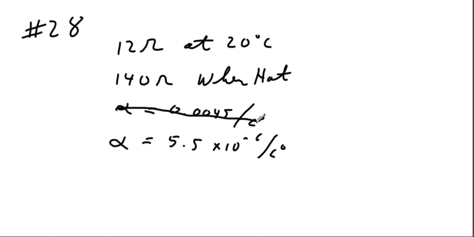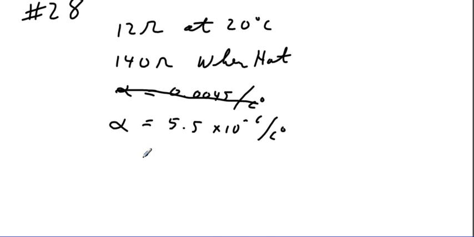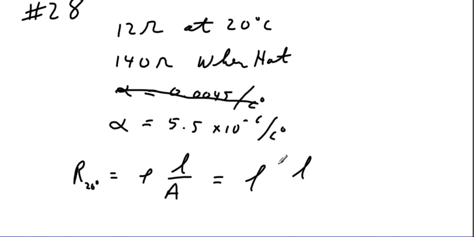Alright, so the resistance at the lower temperature, and we'll just use 20 degrees there. The resistance at 20 degrees is rho length over area. Okay, and we found out before that that's rho times 4L over pi diameter squared. Okay, so we got that from the last problem.